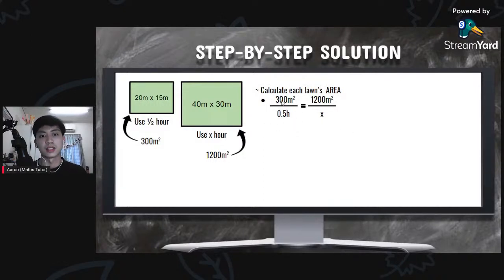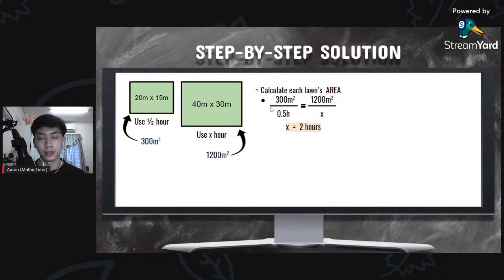So 300 square meters over 0.5 hours, since half an hour is 0.5 hours, equals 1,200 square meters over x hours. So this is the proportion, because they are proportional. As we find out using the proportion, x is actually 2 hours.